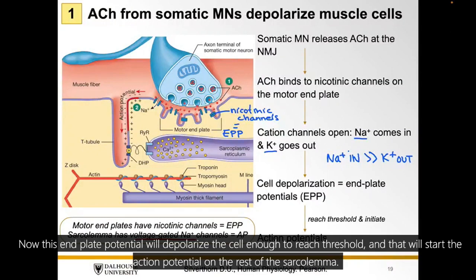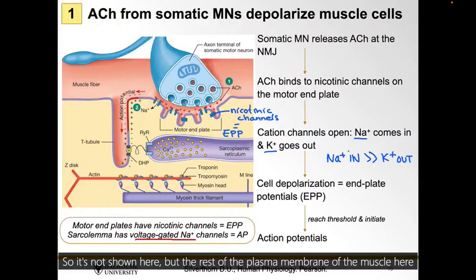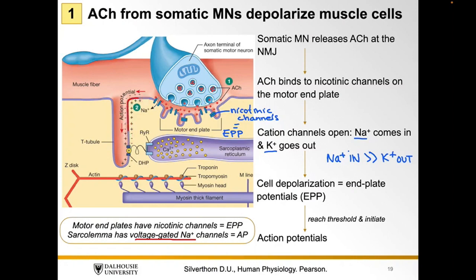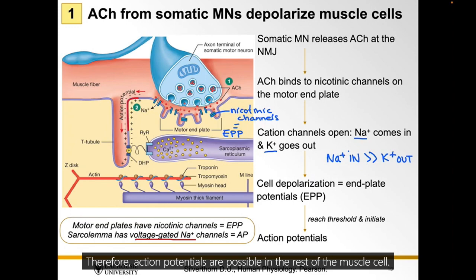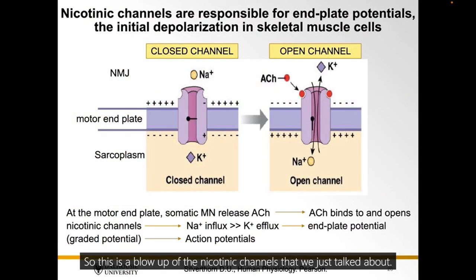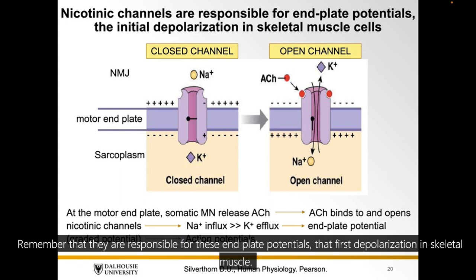which, as we talked about, is called the end plate potential. Now, this end plate potential will depolarize the cell enough to reach threshold, and that will start the action potential on the rest of the sarcolemma. So it's not shown here, but the rest of the plasma membrane of the muscle does express voltage-gated sodium channels, therefore action potentials are possible in the rest of the muscle cell. So this is a blow-up of the nicotinic channels that we just talked about. Remember that they are responsible for these end plate potentials, that first depolarization in skeletal muscle.